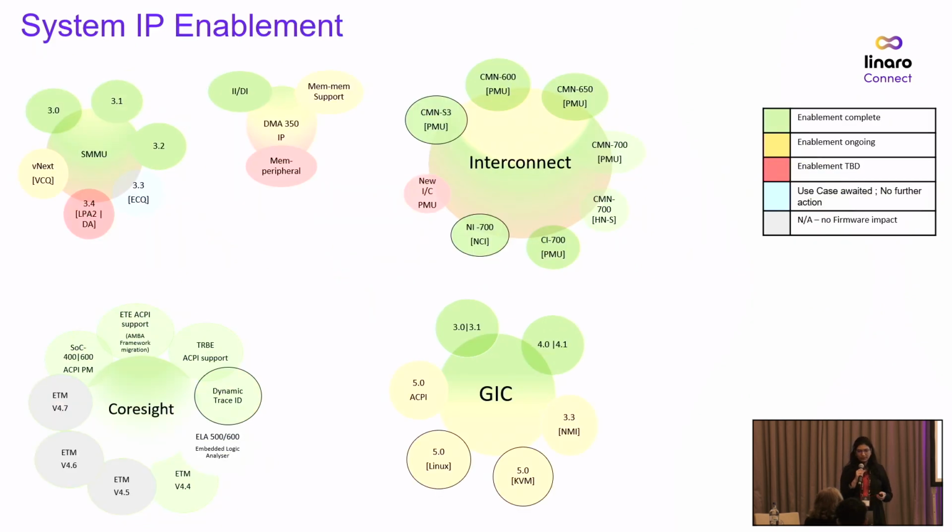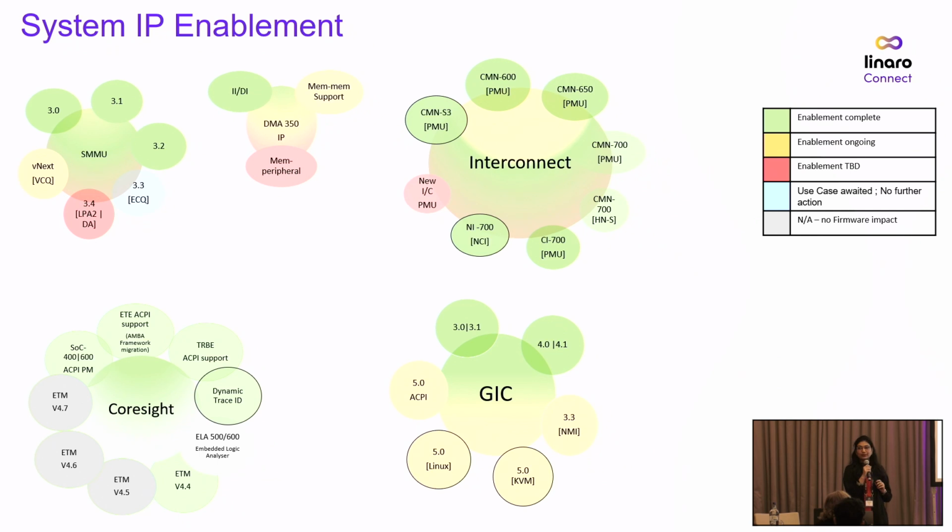Moving on, we have the system IP enablement. Now, no deltas as such on the SMMU side. Then you have the DMA-350 IP for which we have patches on list on the memory to memory support. In fact, if I'm not wrong, that's queued for kernel 6.16. On the interconnect side, we have NI-700 and CMN-S3 PMU support that got merged in kernel 6.12 or 6.13. We'll see that later.